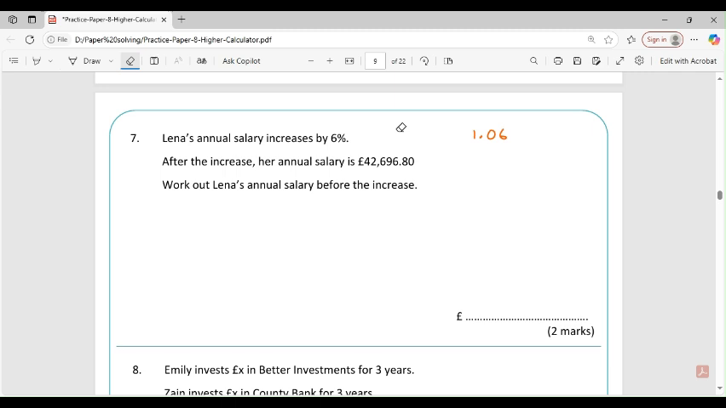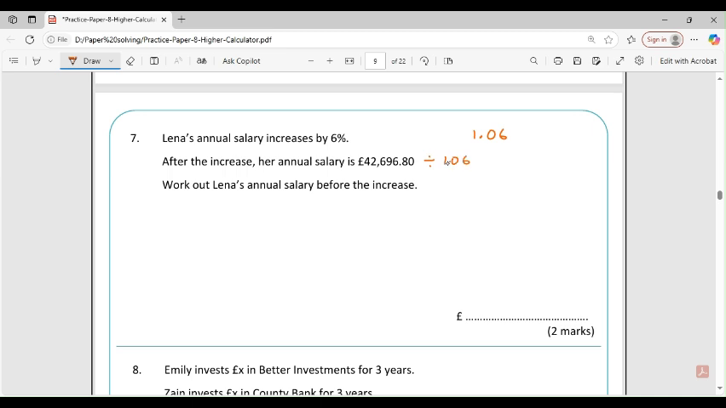So I will be taking a straight rule: divide this value by 1.06, and straight away you're going to get the answer as 40,280. Straight away you'll get the answer.